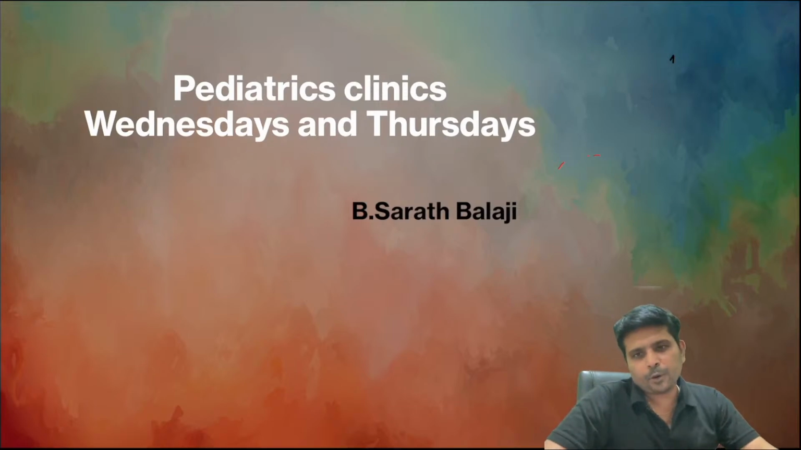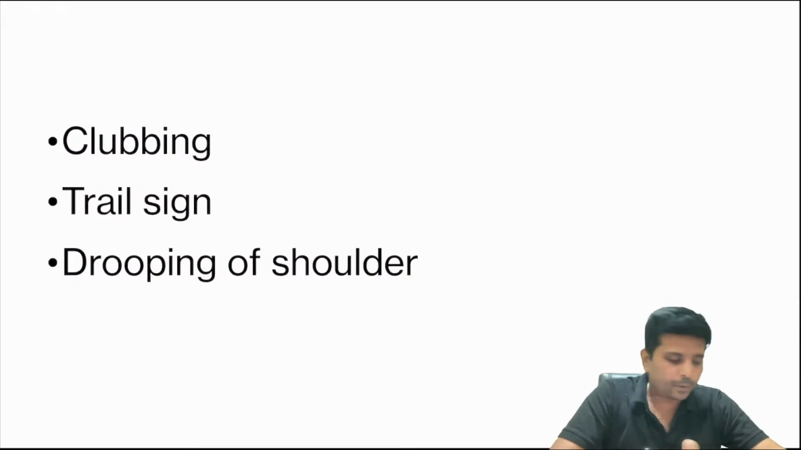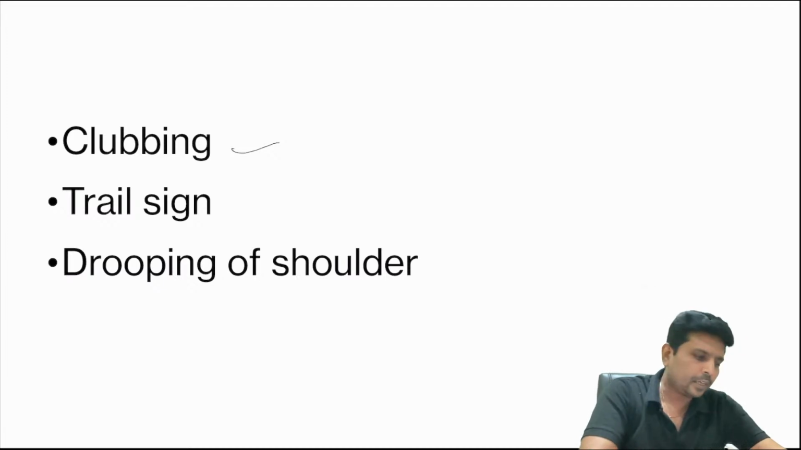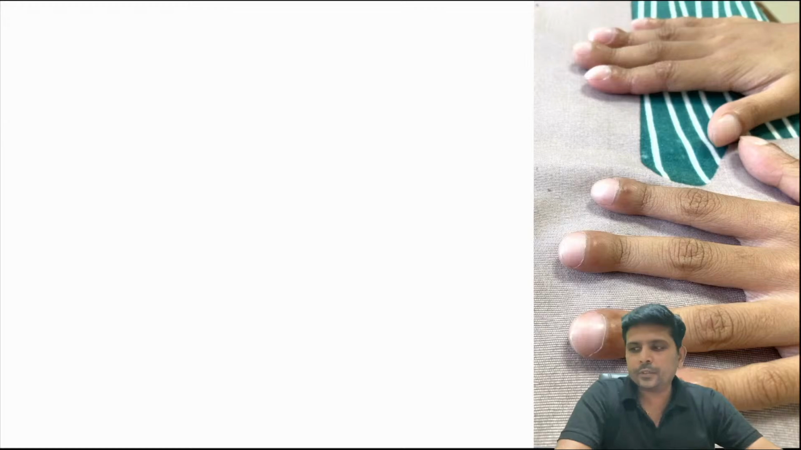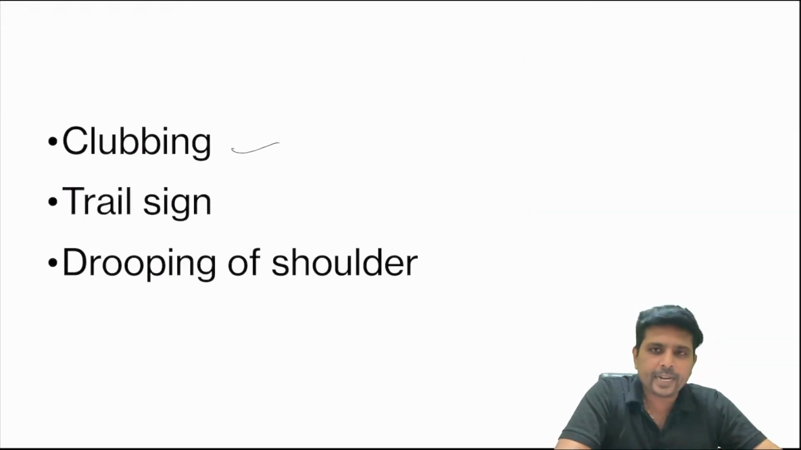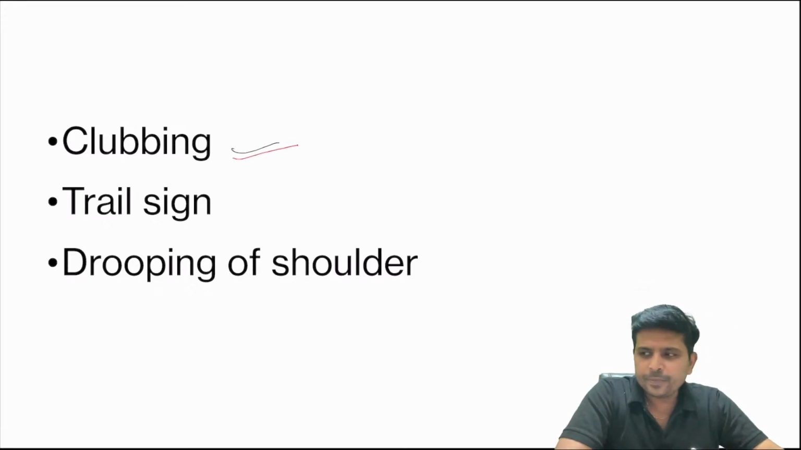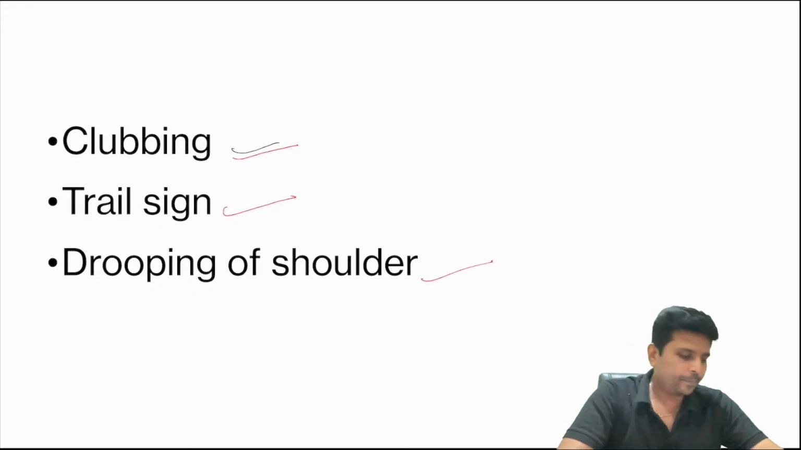Let us discuss some other important clinical things today. Today let's discuss three important findings in your day-to-day practice. One is clubbing. What is clubbing? Second one is the trail sign. Third one is drooping of shoulder. These three important signs we are going to discuss today.